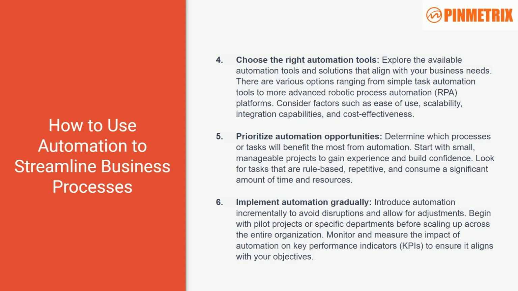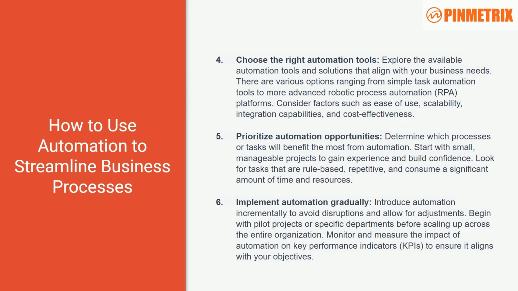Then you need to prioritize automation opportunities. There are so many automations that you want to do, but you need to write them down in the form of a hierarchy so that you pick up the most challenging ones. You need to determine which processes or tasks will benefit the most from automation. So you start with something small, manage a project to gain experience and build confidence. Look for tasks that are rule-based, repetitive, and consume a significant amount of time and resources.